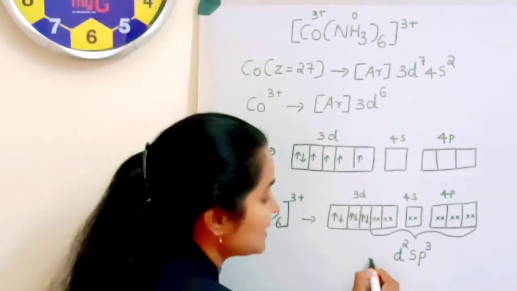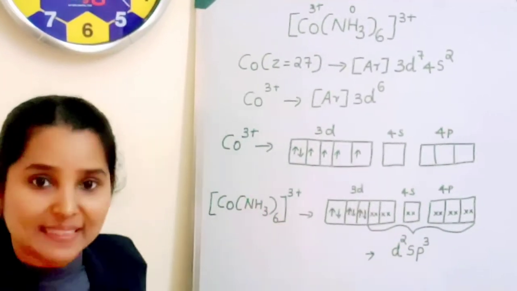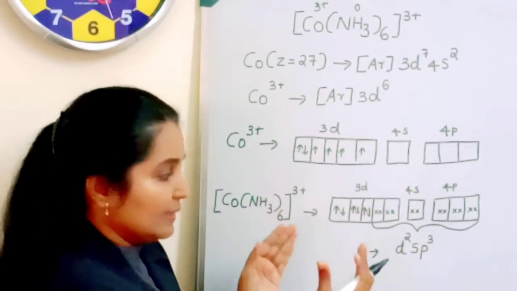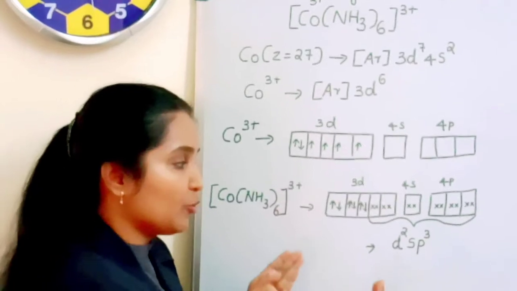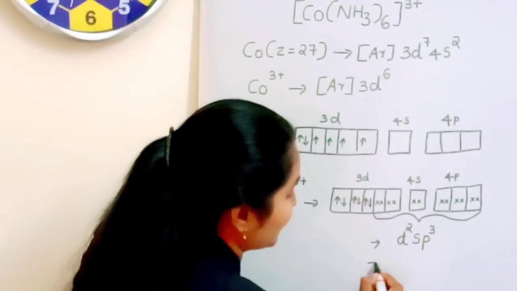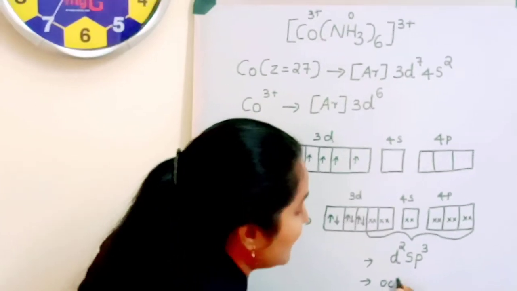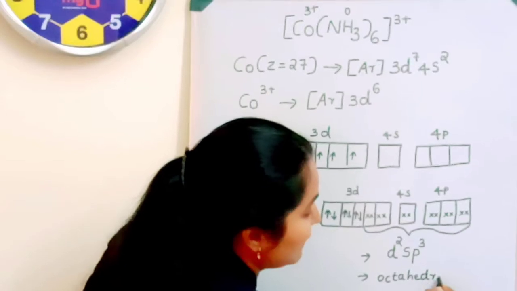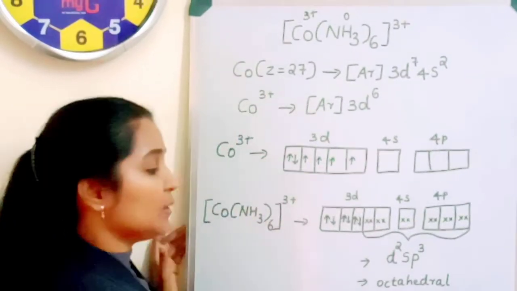Once you know its hybridization, you can easily predict its geometry. We have already learned how to predict it. Once the hybridization is d2sp3, its expected geometry is octahedral. So it is in octahedral geometry. And then what is next?